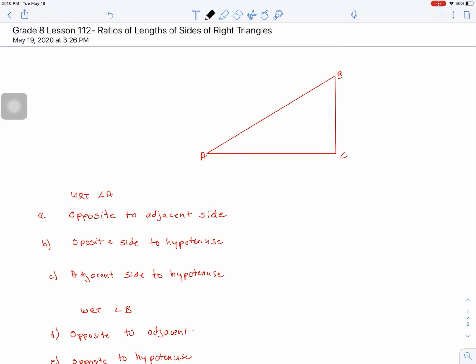All right, grade 8, here we are, lesson 112. Ratios of lengths of sides of right triangles.